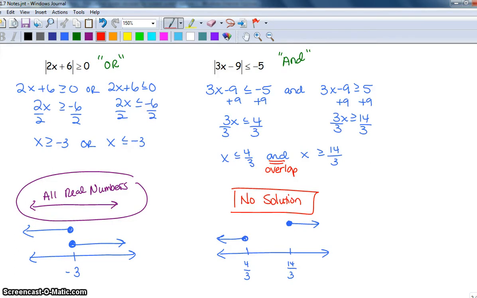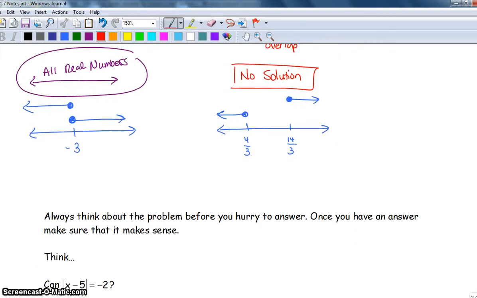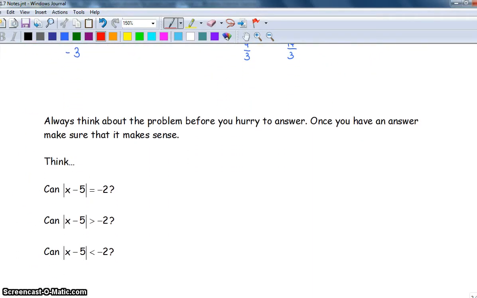Now, we've got two special cases here, and I want you to think about what it actually means. So always think about the problem that you're given, and does it make sense? So if I've got the absolute value of x minus 5 is equal to negative 2, this must be positive, so this is not possible. That would be a no solution. Here is the absolute value of x minus 5, which again has to be positive. Is that going to be greater than negative 2? Yes, that's always, because positive is always going to be greater than a negative. And last, if this is positive, is that going to be less than negative 2? No, it's going to be greater than, because this is always going to be a positive number. Always think about your answers and whether or not they make sense.